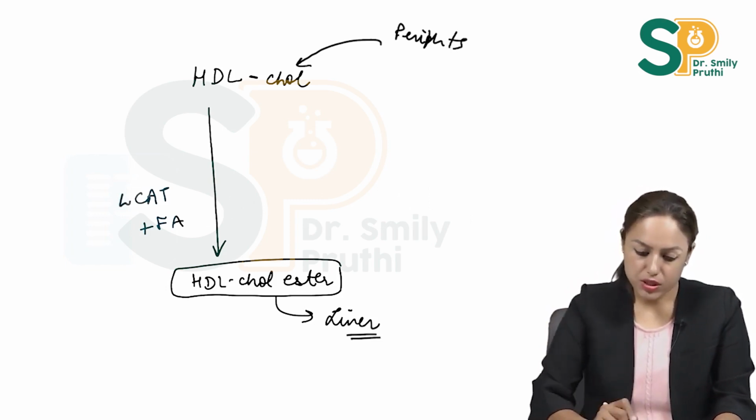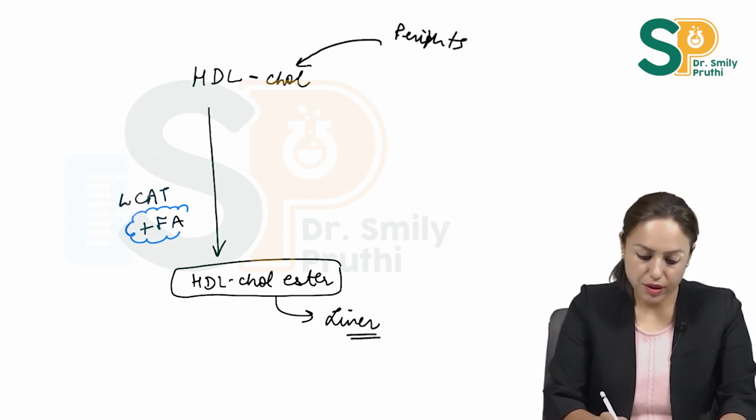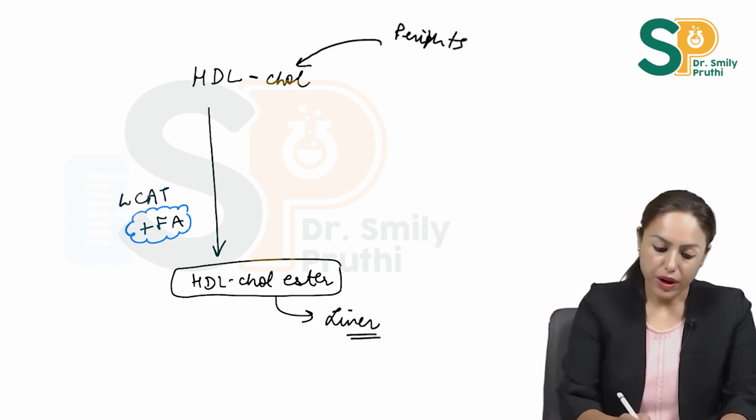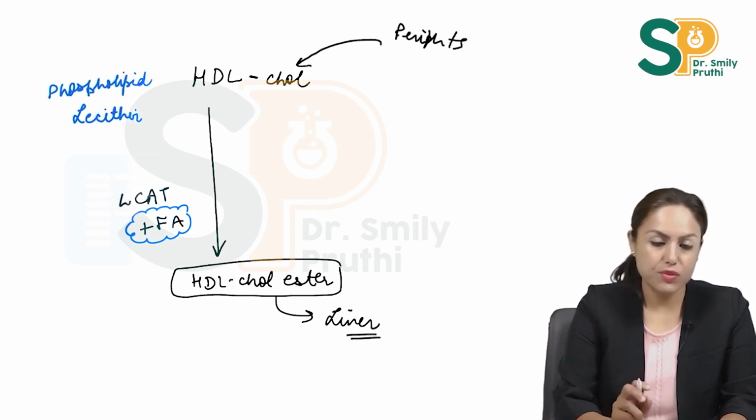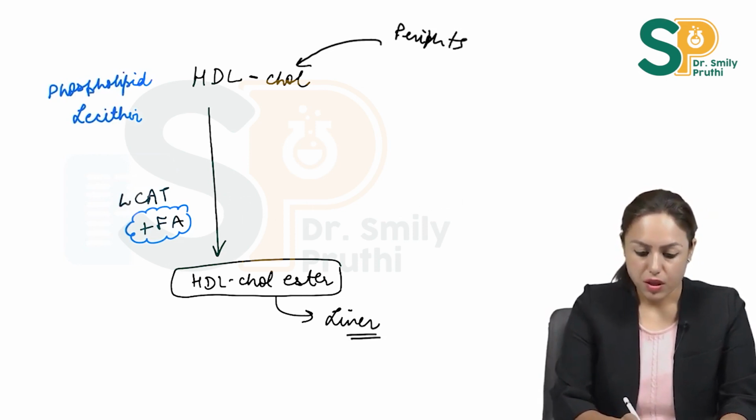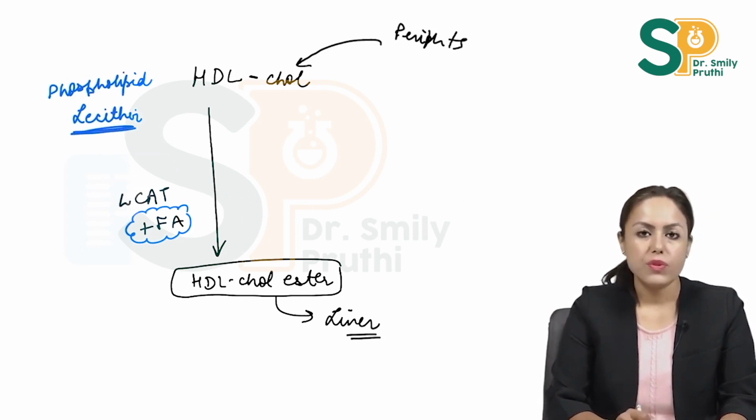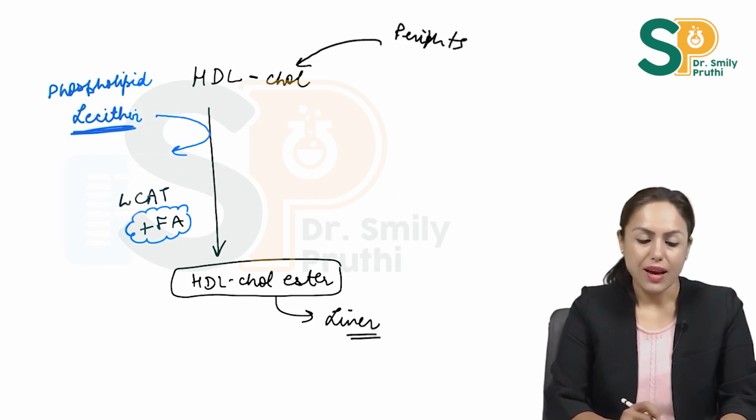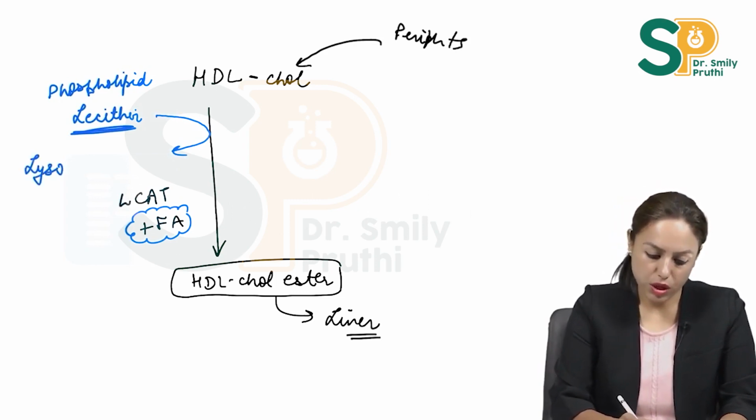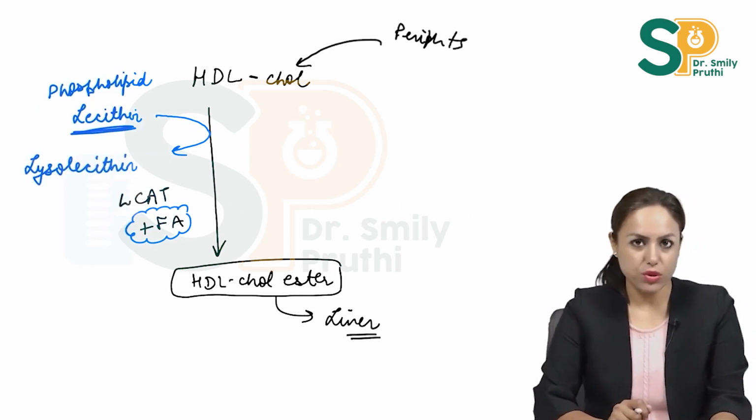Now, how does this thing happen? From where is this fatty acid coming, right? Fatty acid is coming from lecithin. Lecithin is a phospholipid. And I told you HDL has maximum phospholipids. If you remember the structure of lecithin, there are two fatty acids in the structure of lecithin. So, one fatty acid can be donated here and the structure which is left is known as lysolecithin.